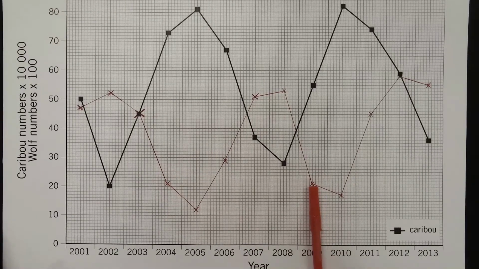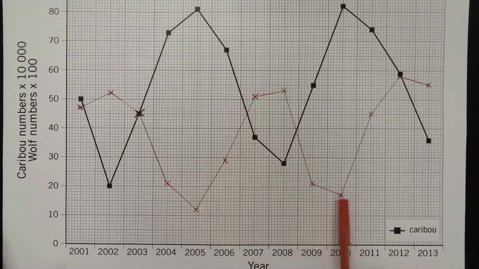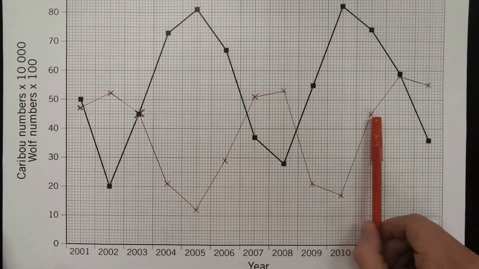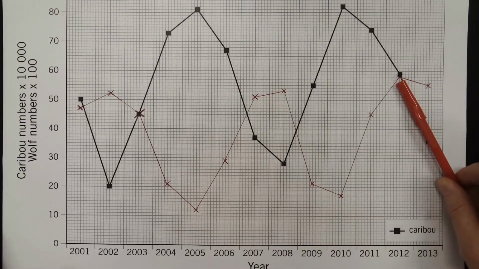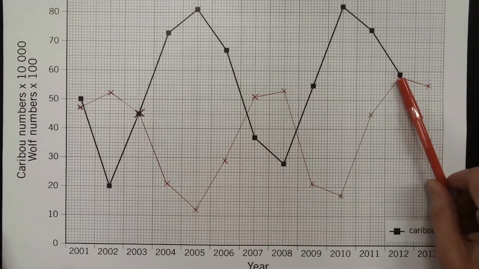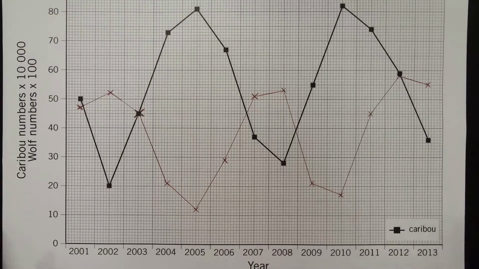The population then recovers by 2011, goes all the way back up here. Once again, it increases again in 2012 to get to this point up here, and then it slowly starts to come down again by 2013. So quite a lot of change there over the 2001 to 2013 data that we have here.